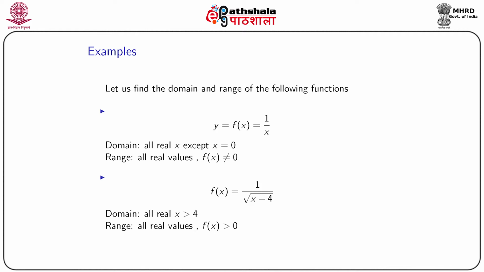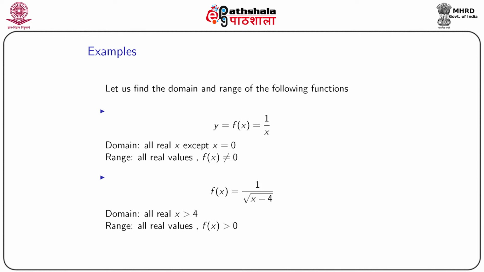So y, that means f(x) cannot be 0. Now if we consider another example where f(x) is 1 over square root of x minus 4. Now we know that to define a square root, the quantity must be non-negative because I am talking about real values. So whenever I am talking about a real valued function, that means I need my square root element to be non-negative. To achieve this, I need the condition that x must be greater than 4.